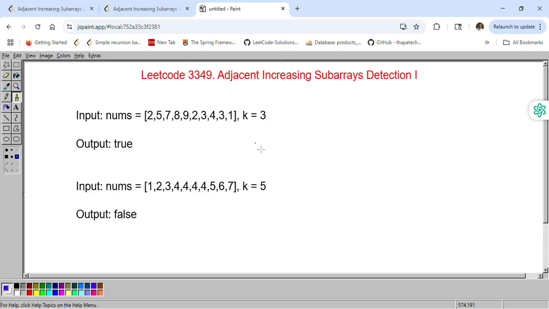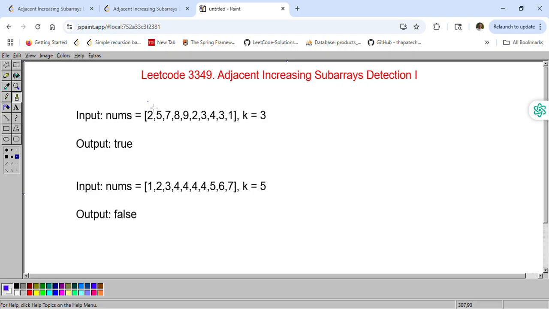The chunks will be of length 6, k multiplied by 2, right? Why are we taking 2? Why are we taking 6? Because we want to find adjacent subarrays. So one subarray will be length 3 and the next will also be length 3. So the total length will be 6.